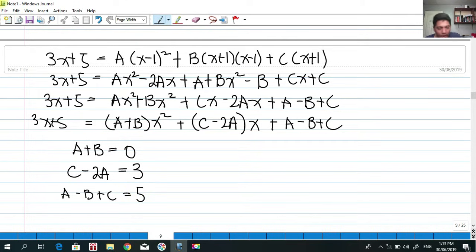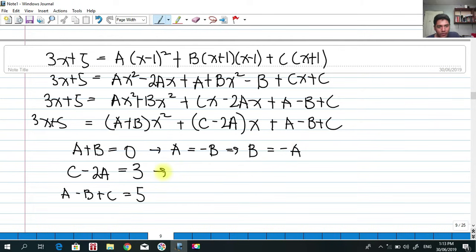And we can solve now for a, b, and c because we have 3 equations and 3 unknowns. So we can have a equal to the negative of b, or simply we can get this in terms of a. So b will now be equal to negative of a.